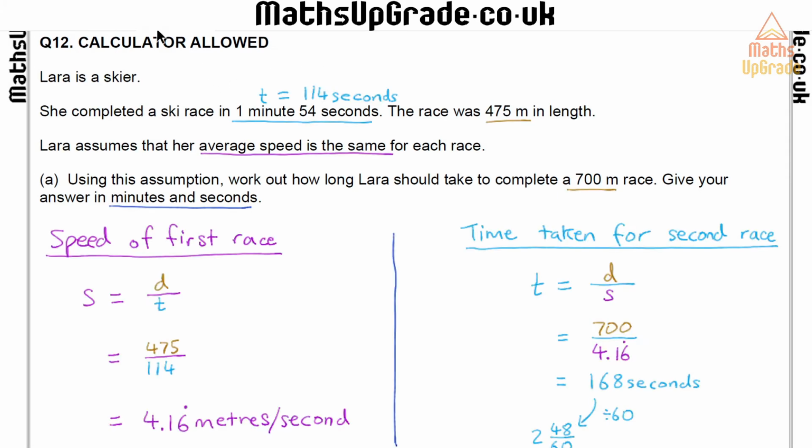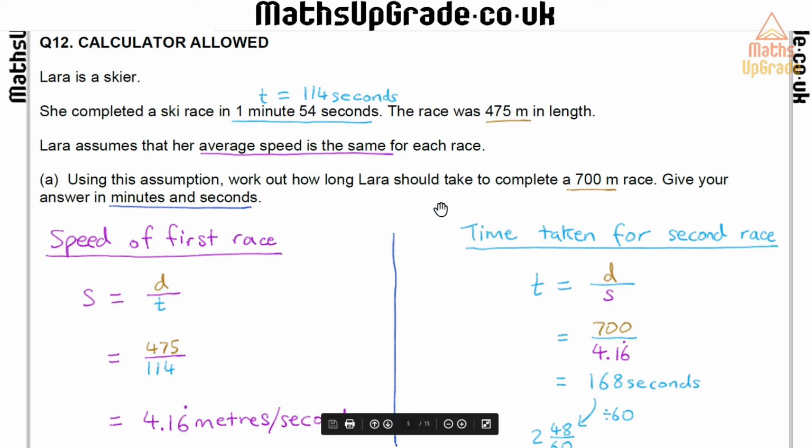So let's underline the key information here. Okay, I've converted this time into just seconds. I've got the distance here in meters, so if I divide those through, I'll get the speed. 475 divided by 114 seconds is 4.16 recurring meters per second. Okay, and let's just check, is it a sensible answer? It's a sensible answer, 4 meters per second for skiing.